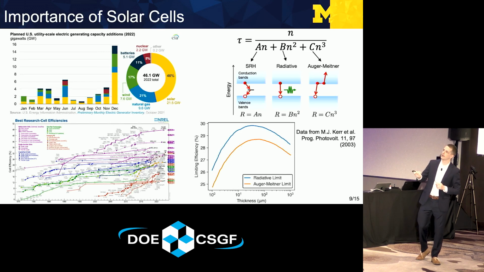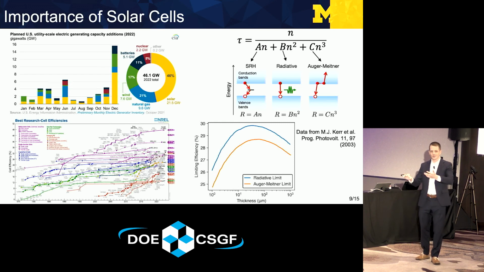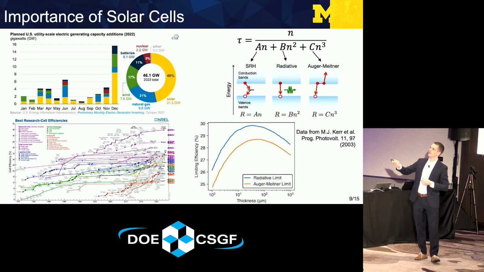There's the single carrier Shockley-Read-Hall or defect recombination. There's two carrier radiative recombination, which is how LEDs work. So if you're interested in making an LED, this is actually a benefit. If you're interested in making a solar cell, it's not something that you want. And then finally, there's the three carrier Auger-Meitner recombination process.